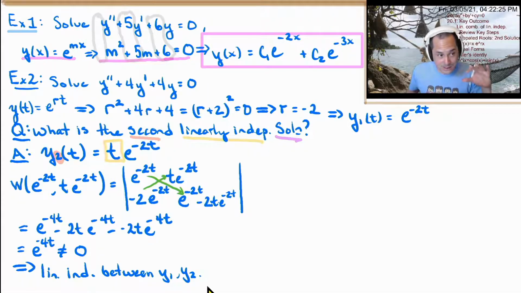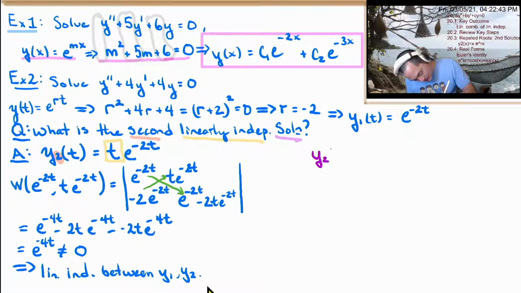And so that is where we want to leave it. Don't worry a lot about repeatedly calculating that Wronskian. Okay. So linear independence is established. Now I have to show that this is a second solution. So this is what I'm going to do.